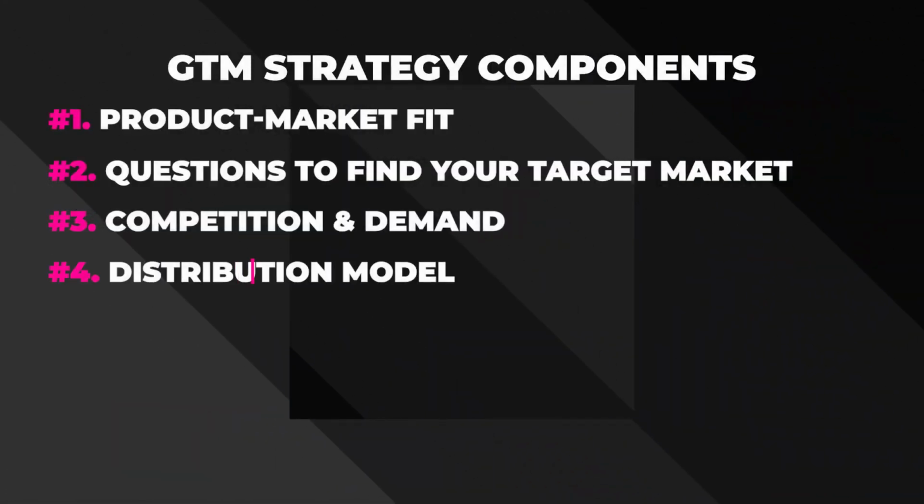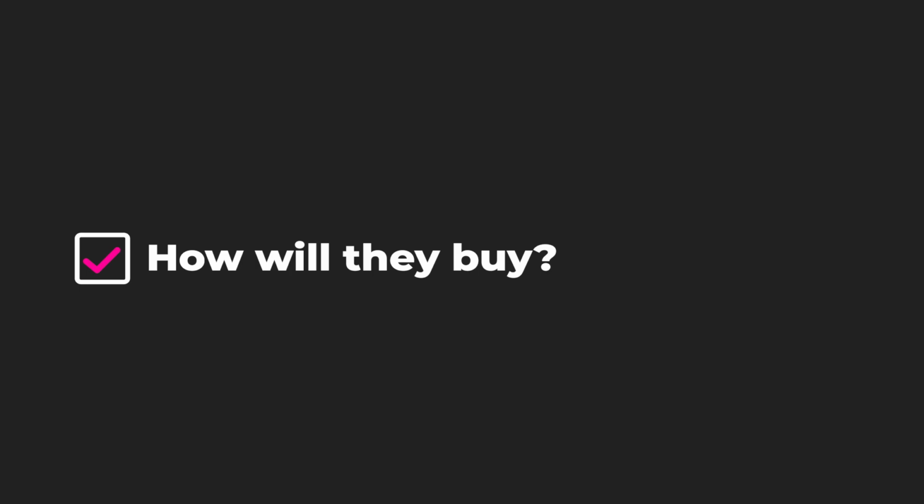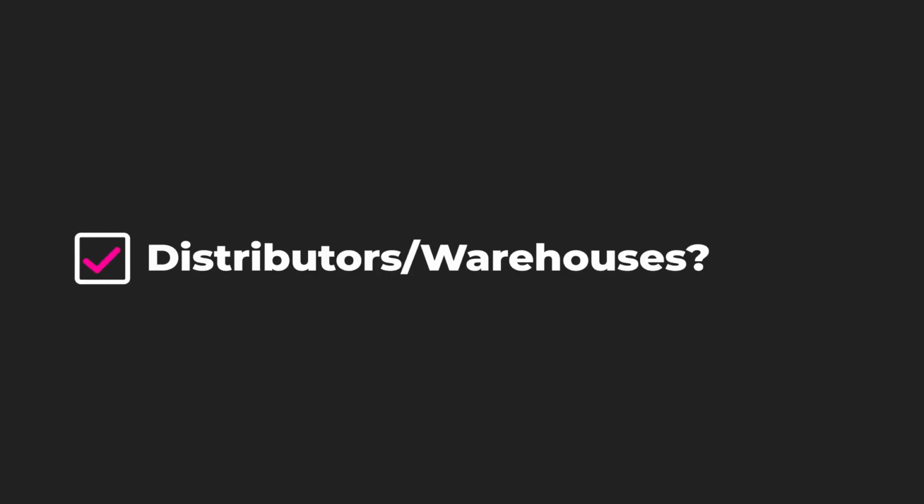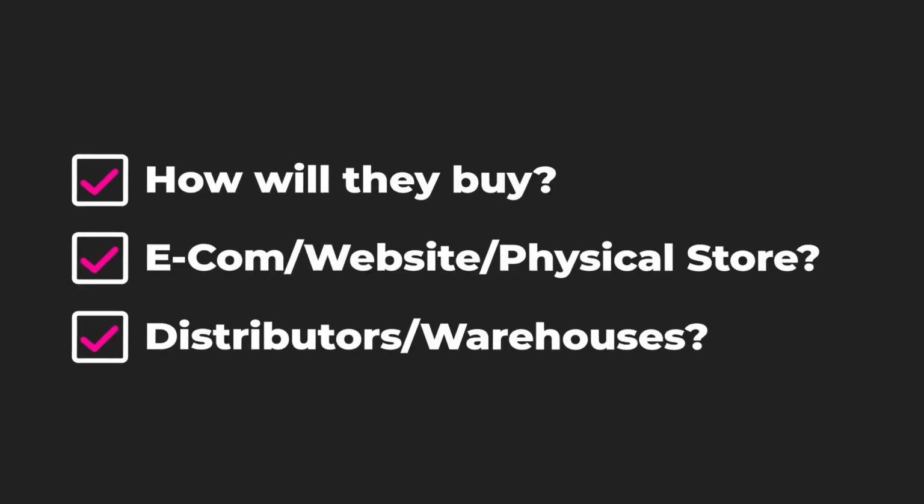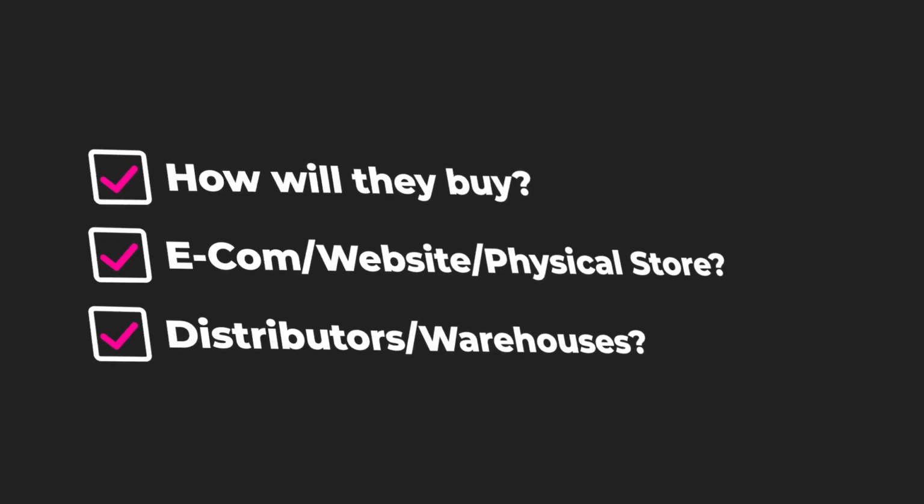Number 4, distribution model. So how will you get your product or service to your customer? You need to define the channels or the paths that the product or service will take to reach that end user. Your distribution model should include how your customers will go about buying the product. So will they shop directly on your e-commerce store, or will they buy from the retailer's physical store or from their website? Will you need distributors or a warehouse? These are all questions that you need to ask when defining your distribution model.